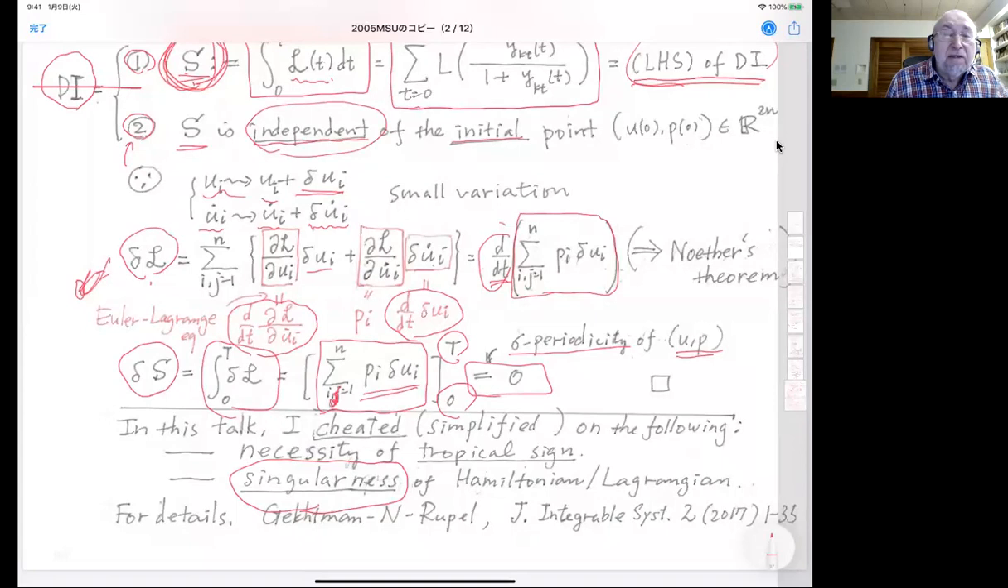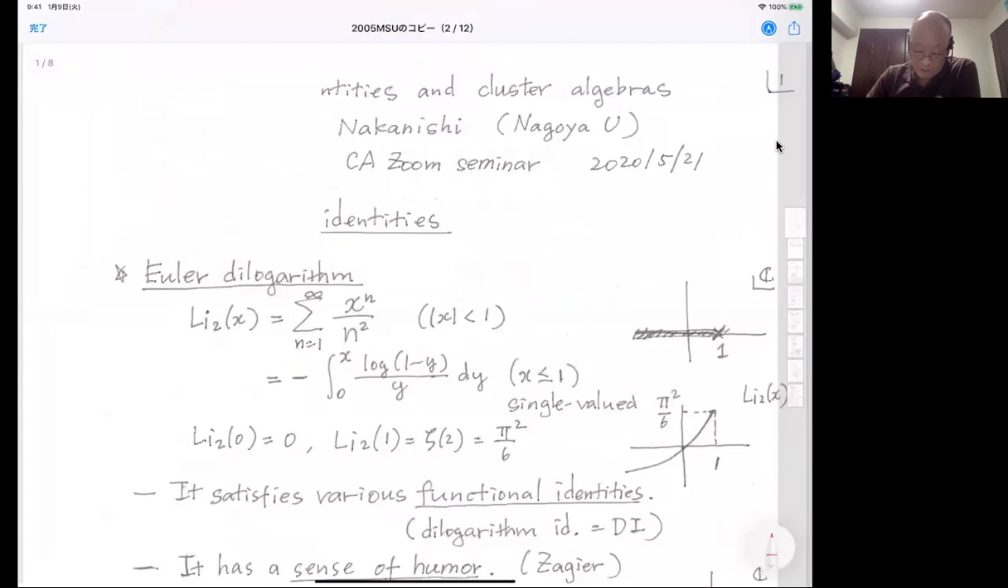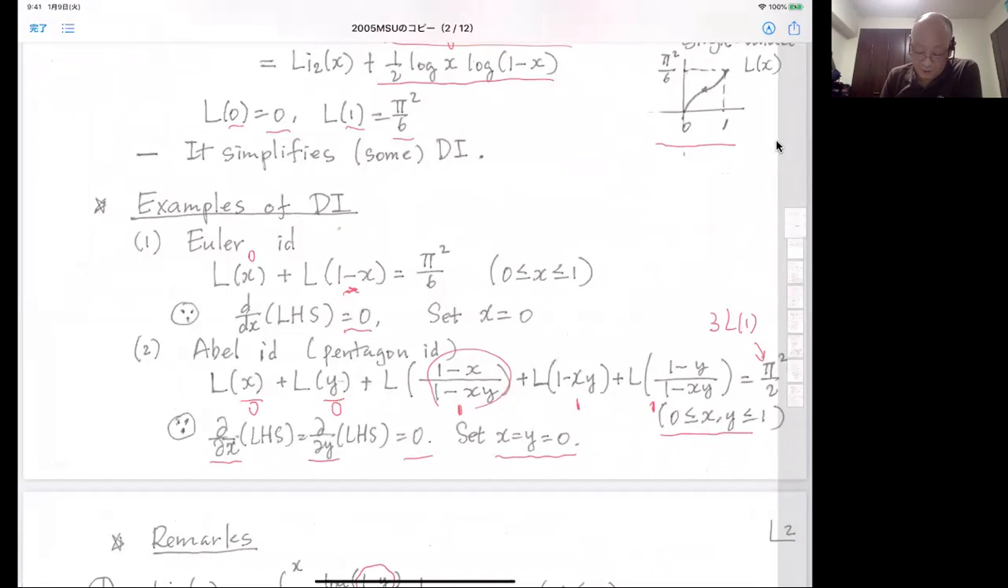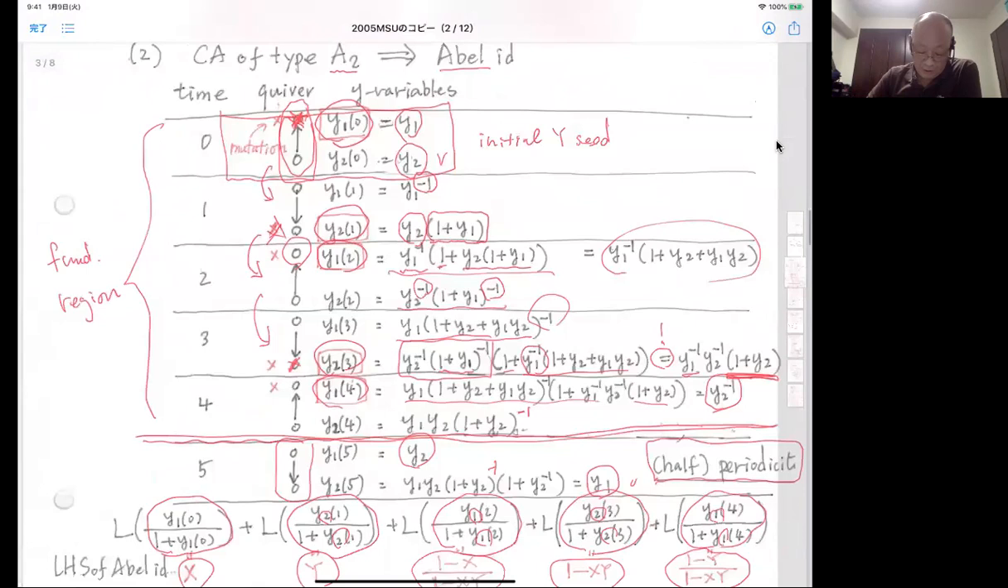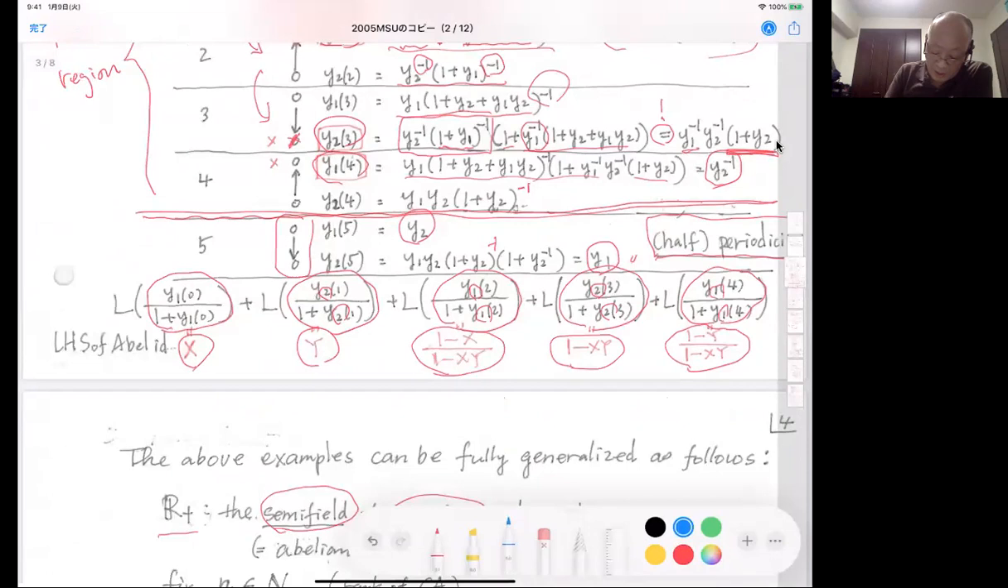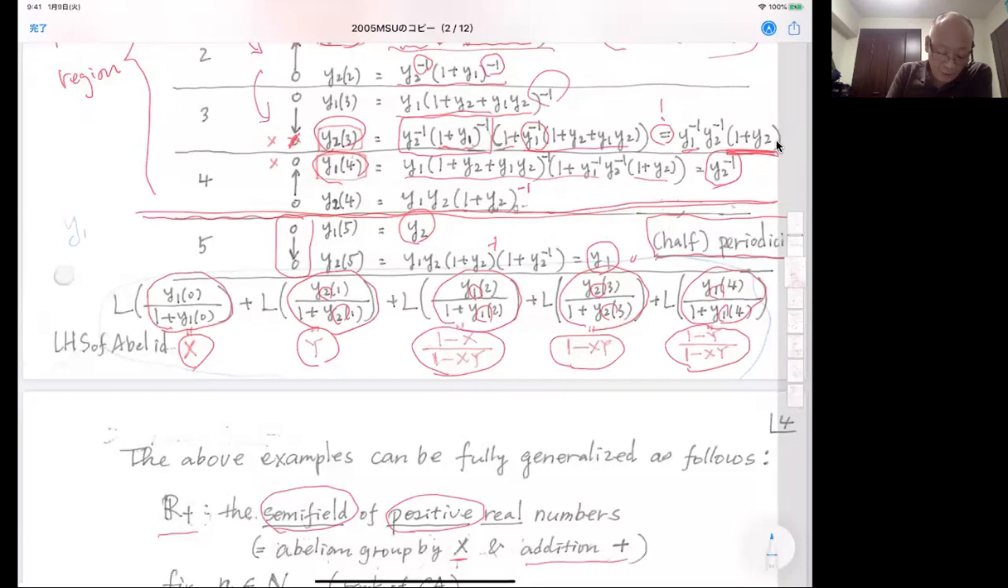I have another question, if I may ask. What is the relation of your identities with the identities of Kirillov and Reshetikhin? Yes, it is a specialization. For example, here, in the Euler identity, you can find a special solution where every y variable is the same, I mean, this factor is the same. It is a special case of this identity, and that gives you the identity conjectured by Kirillov and Reshetikhin. Thank you.